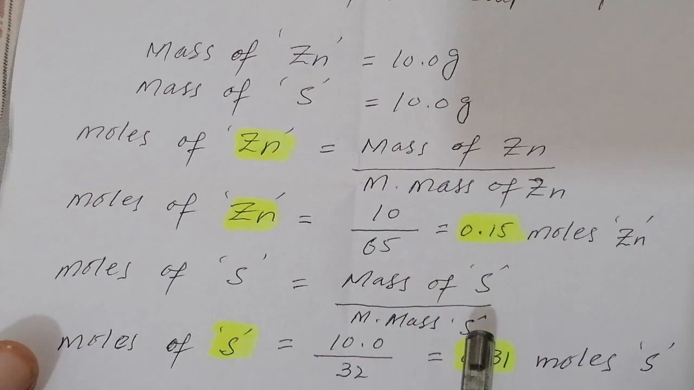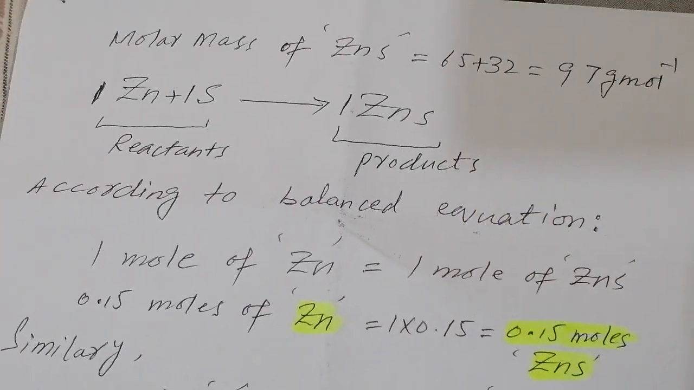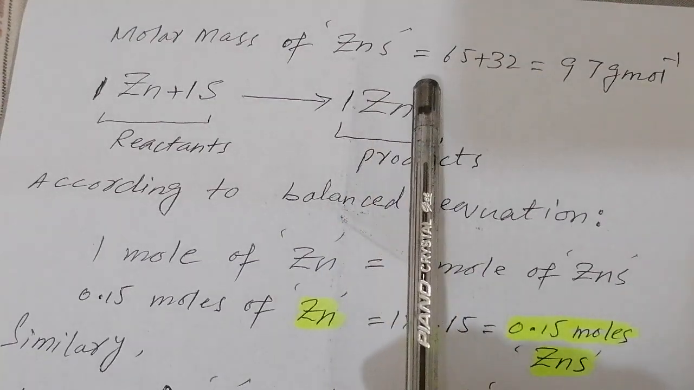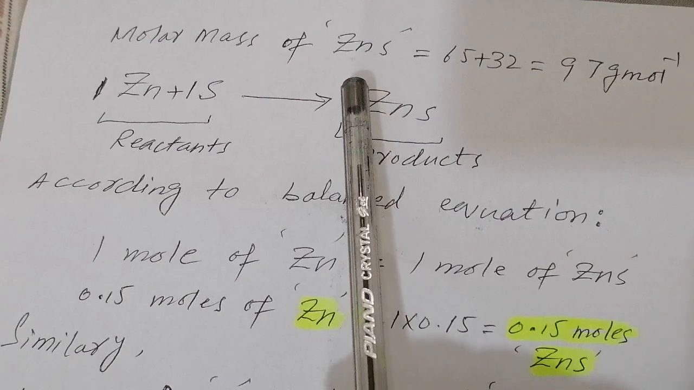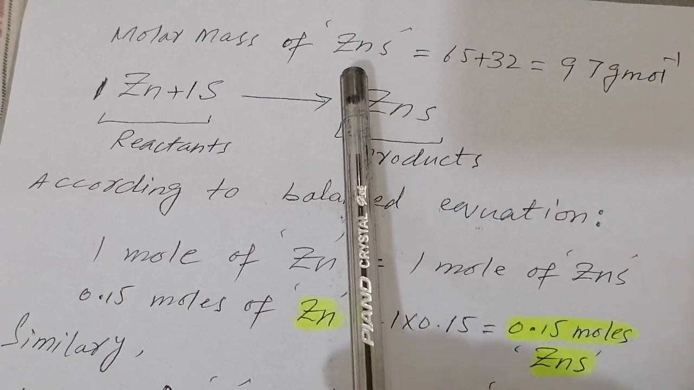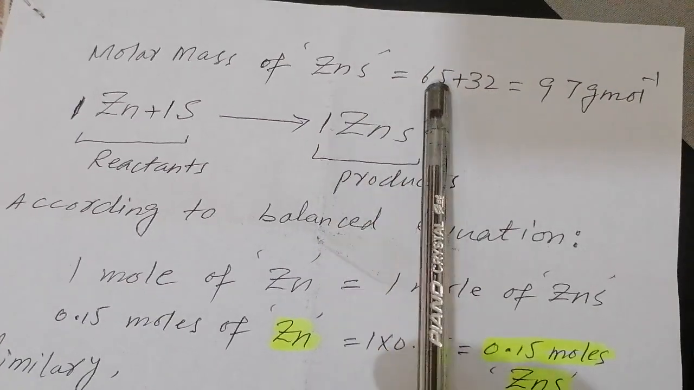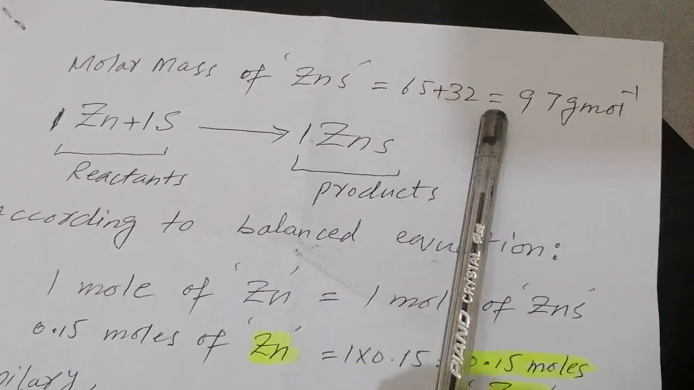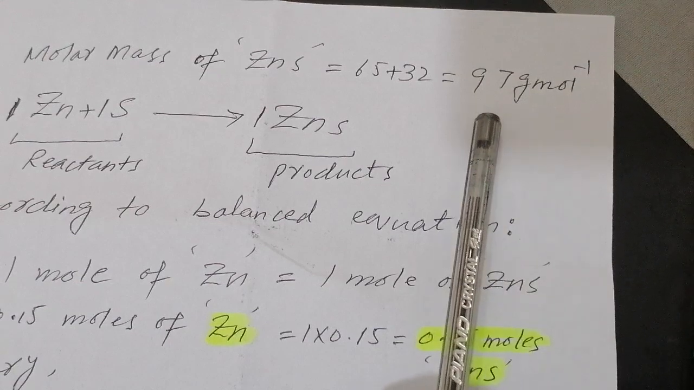Now we will come toward the second step in determination of limiting reactant. First of all, we calculate the molar mass of the product zinc sulfide, and molar mass of any compound will be calculated by adding the atomic masses of all the atoms present in 1 mole of that substance. And we know that the atomic mass of zinc is 65 and atomic mass of sulfur is 32. When we add both, we will get 97 gram per mole. This is the molar mass of the compound zinc sulfide.